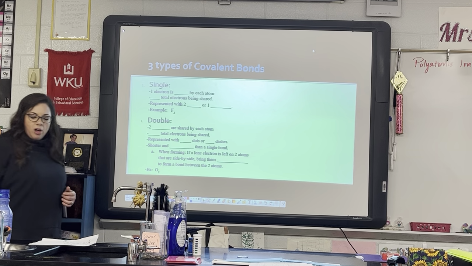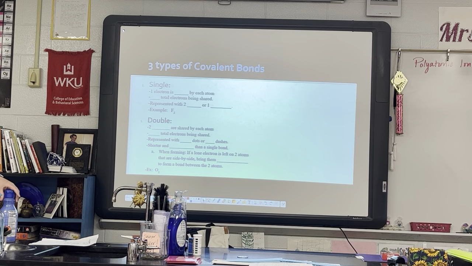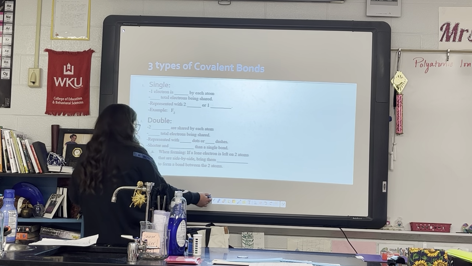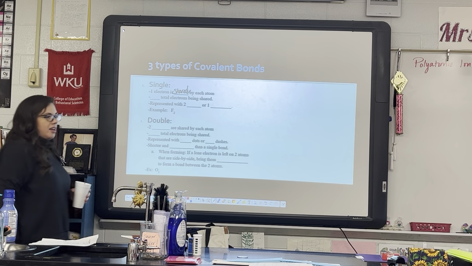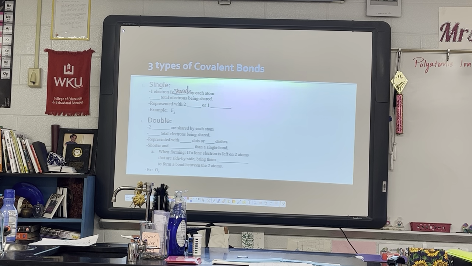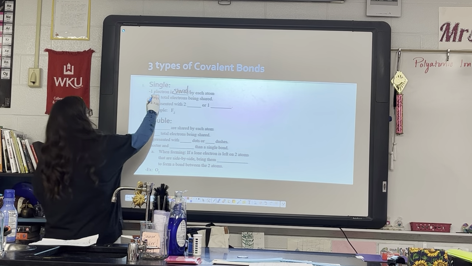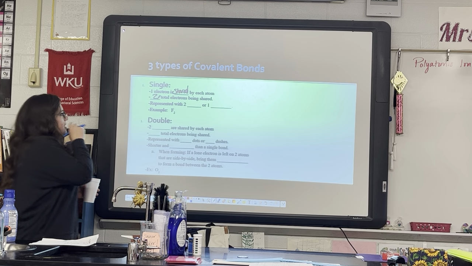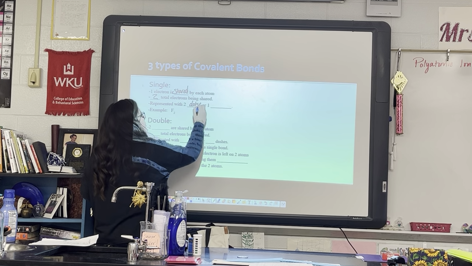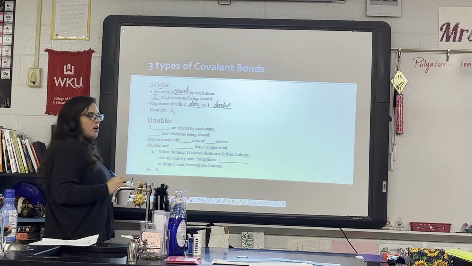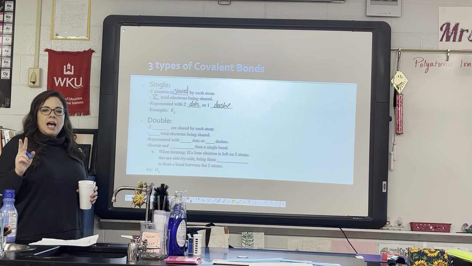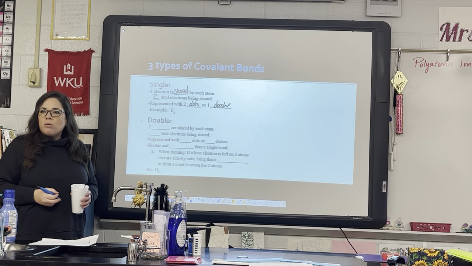So the first type of bond is a single bond. That's when one electron is shared by each atom. So I have one, Blake has one. How many total is being shared between us? Two. So two total electrons are being shared. We can represent that with two dots, but we're going to connect them and make one dash. Our example is going to be two fluorine atoms, or diatomic fluorine.